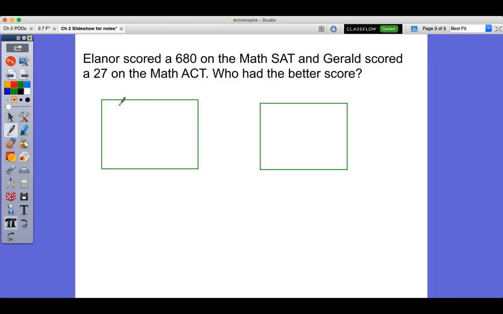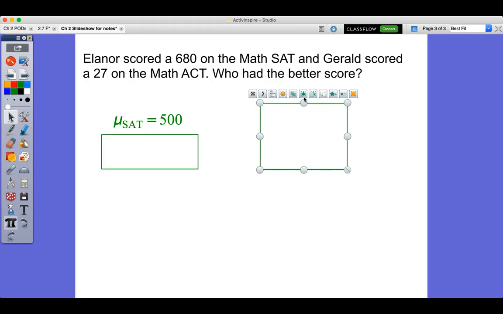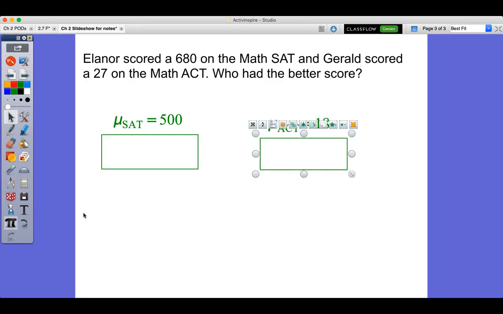So here's my example. Eleanor scored a 680 on the math SAT, and Gerald scored a 27 on the math ACT. Who had the better score? I don't know. 680 looks higher than 27, but they're rated on different scales. So you want to know, okay, what's the mean of each? Well, the mean for the SAT is 500, and the mean for the ACT is 18. So they both scored above the mean, right? This one scored 180 over the mean. This one scored 9 over the mean. 180 sounds better than 9, but they're also bigger numbers. So who had the better score?